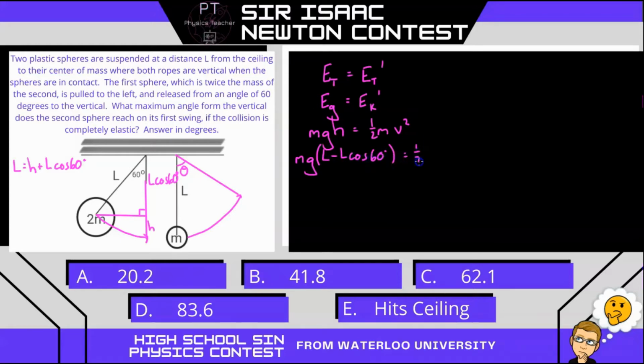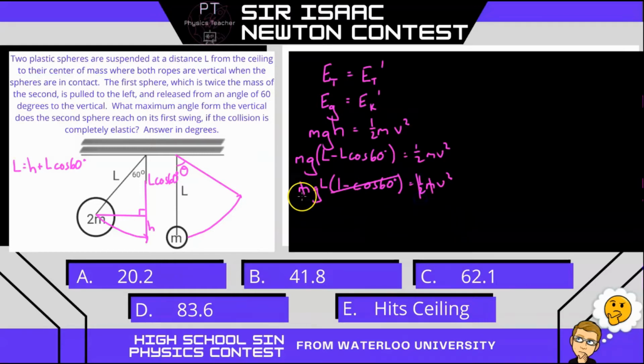And that still equals 1/2 mv squared. And I can factor out an L, so this will be mgL times (1 minus cos 60) equals 1/2 mv squared. Okay, so we have a mass on both sides of this equation, so they are going to cancel. And what else do we have? 1 minus cos 60. Cos 60 is a half, and 1 minus a half is a half. And so therefore we have a half on both sides, so they cancel as well.